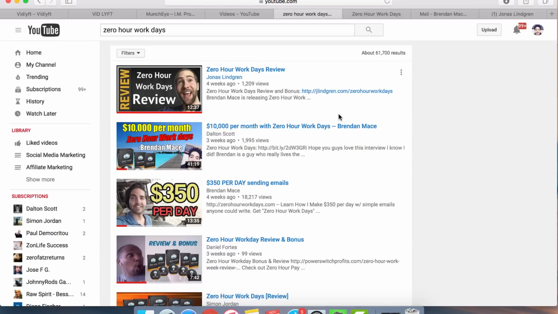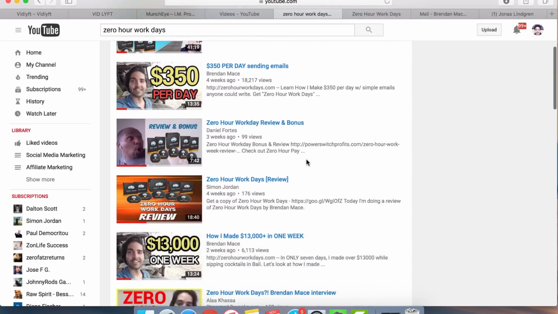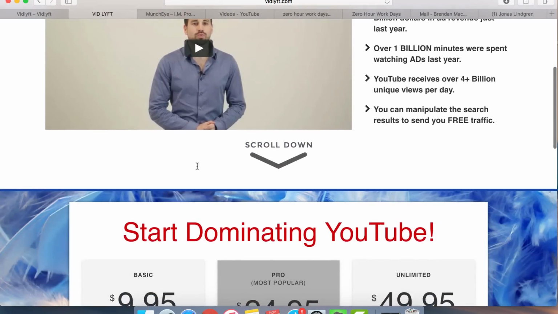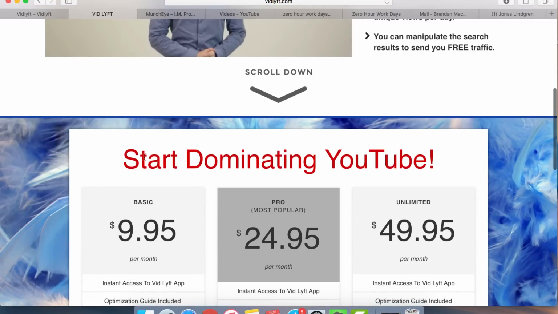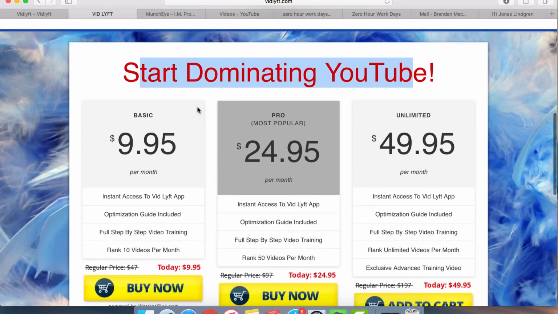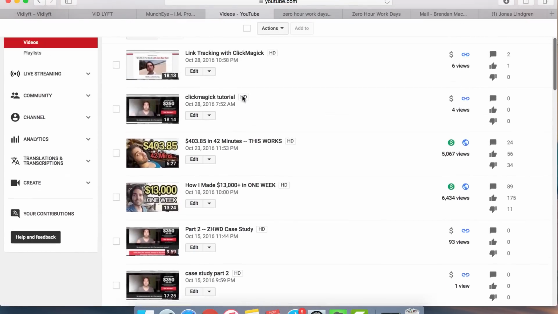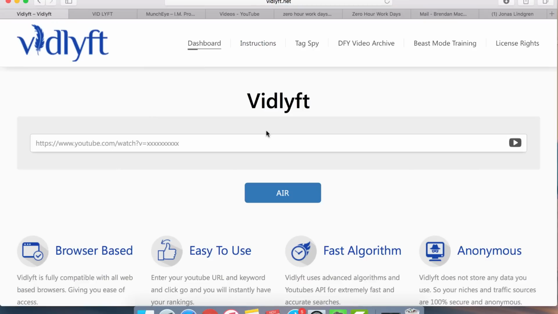Now this is not the end-all-be-all tool that's going to allow you to take over YouTube in the next week. A lot of people bought VidLyft thinking that it is just going to allow them to dominate YouTube for any keyword or any topic. That is really not the case. If you're targeting a keyword like make money online, VidLyft is not going to be able to get you from page 20 to page 1 overnight just with some social signals and some backlinks.